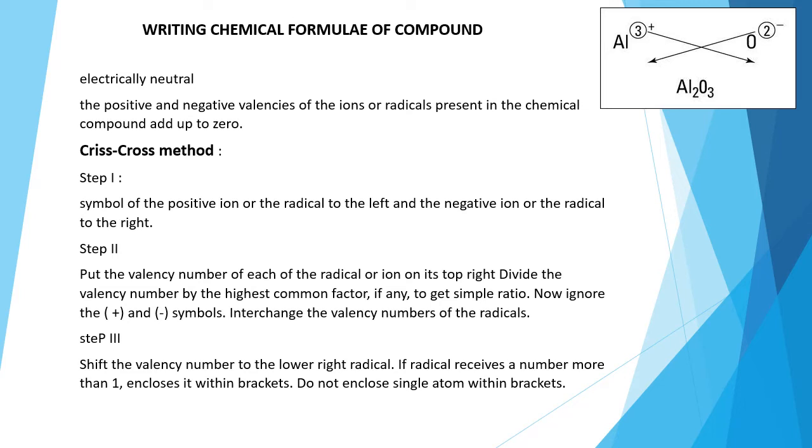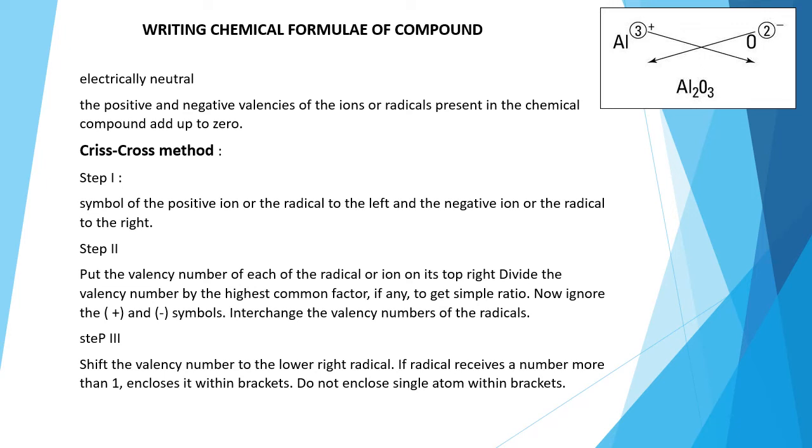numbers of each of the radical or ion on its top right. Then divide the valency numbers by the highest common factor, if any, to get the symbol ratio. Now ignore the positive and negative symbols. Then interchange the valency numbers of the radicals.